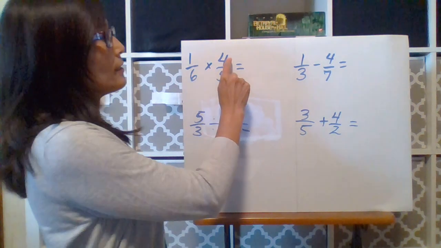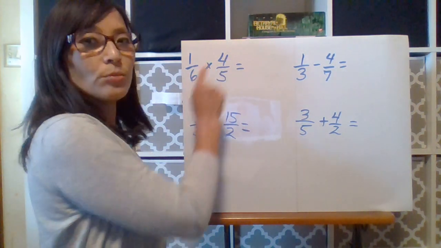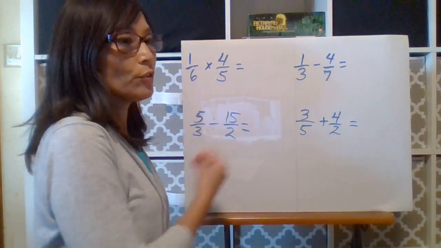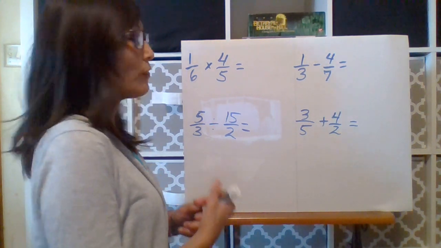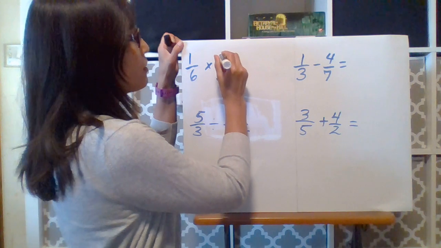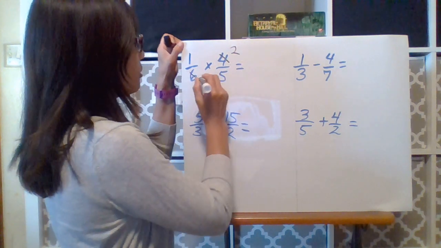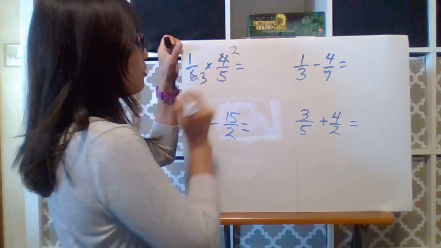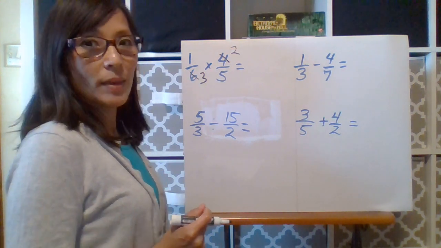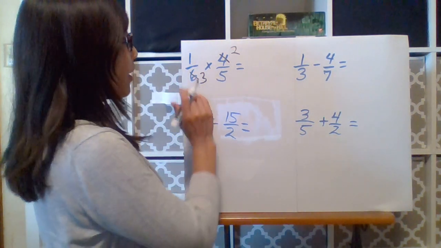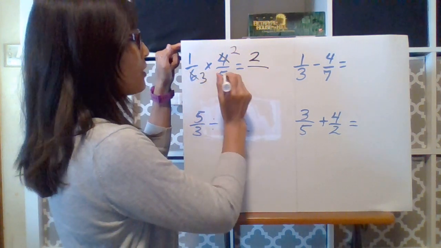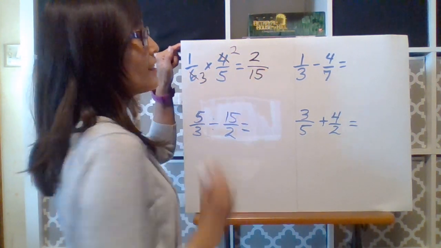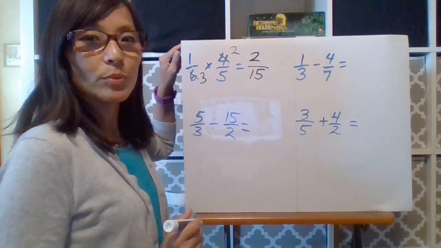And what I notice is that 4 and 6, any numerator and any denominator, if you find a common factor that it can be divided by, then you can simplify. So both of these numbers are divisible by 2. And so I'm going to divide both of them by 2 and leave the factor that's remaining. Now that I have simplified it, I can multiply numerators. 1 times 2 is 2, and 3 times 5 is 15. So I know that my answer is in simplest form.